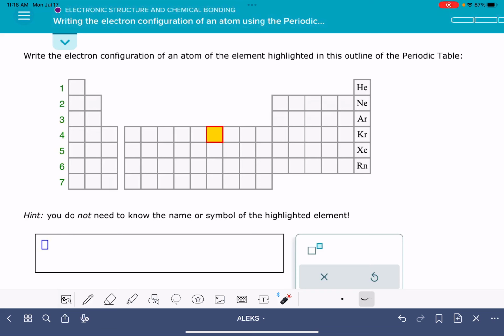In this video, I'll show you how to solve the ALEKS problem called writing the electron configuration of an atom using the periodic table. To help you solve this problem, let's start by marking up this periodic table. I'm going to show you how you could use it to come up with the electron configuration for any element on the periodic table.